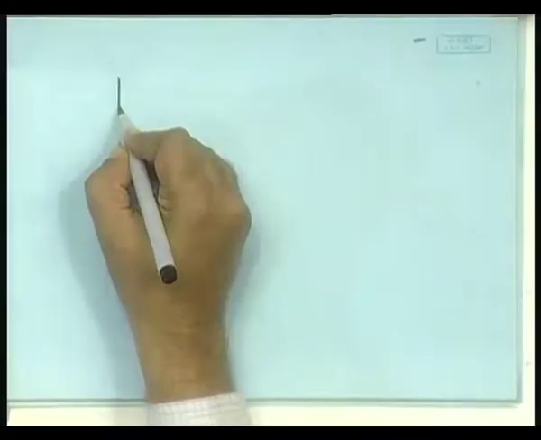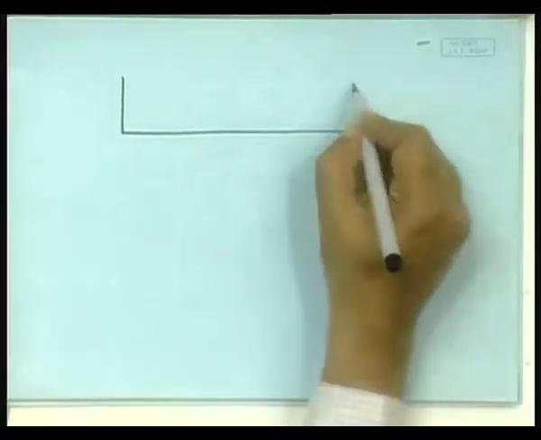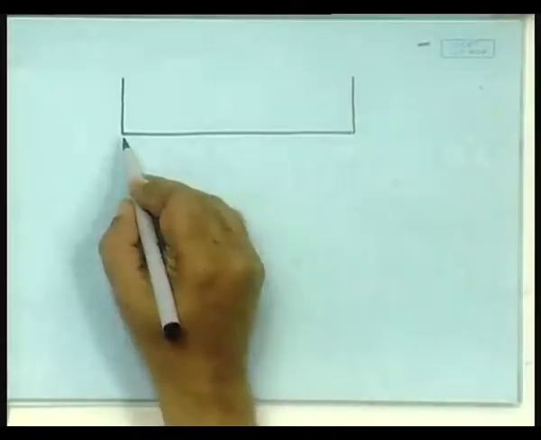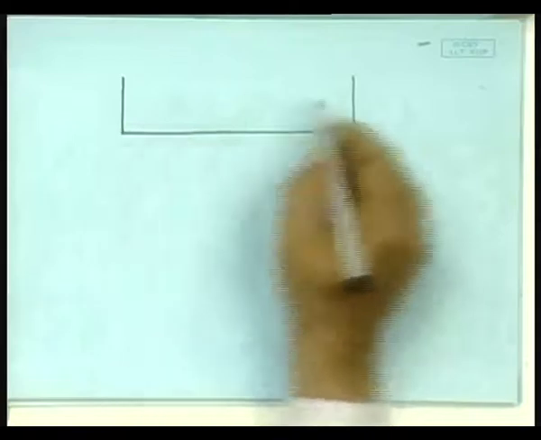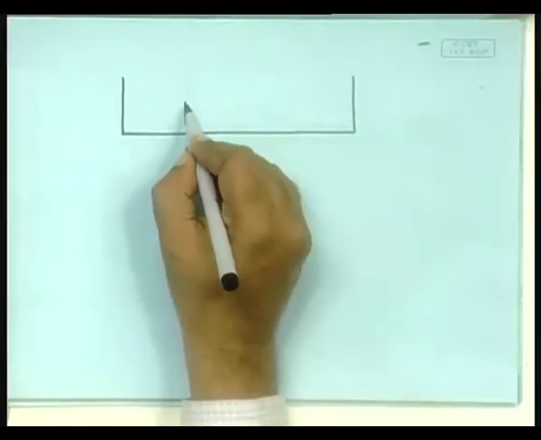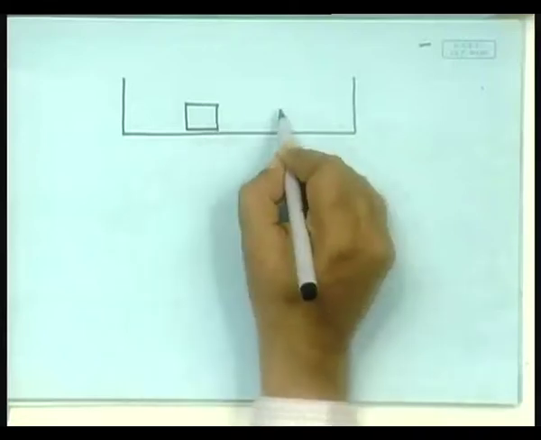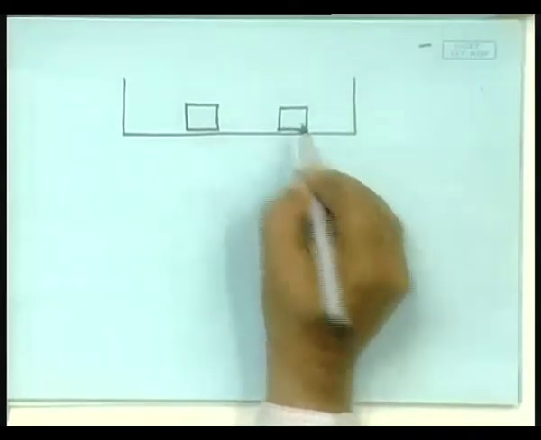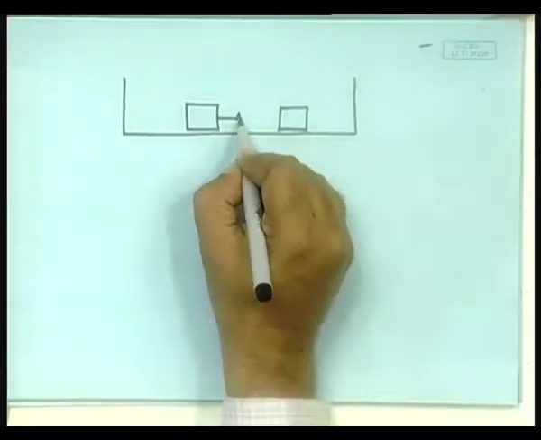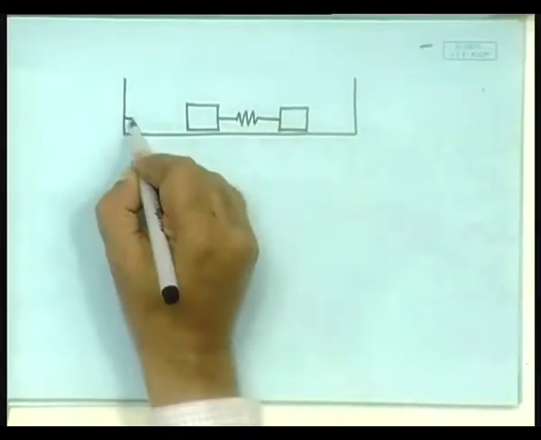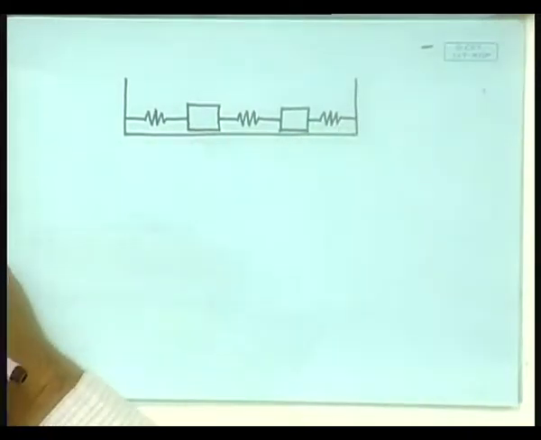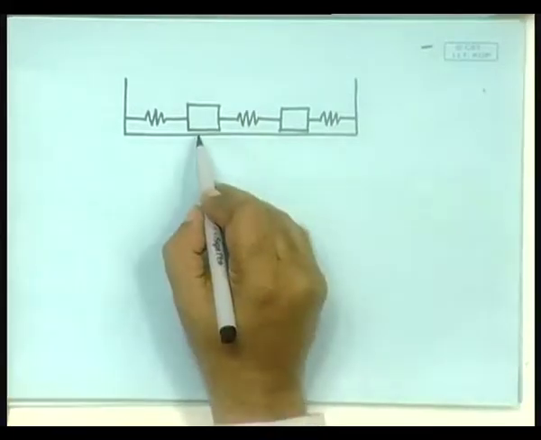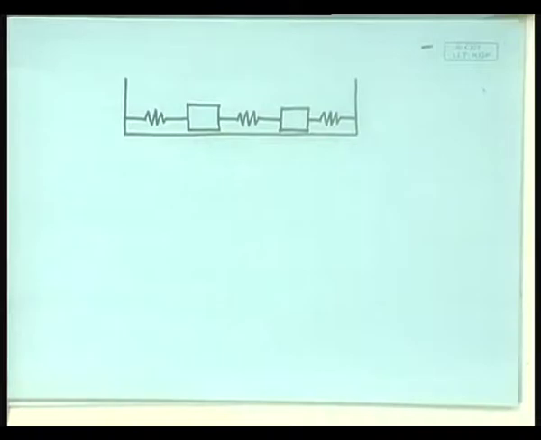Now, let us take as an example a simple 2D system. Here is the constraint, a flat plane with two walls, and there are two masses. They are linked with a spring, and these are also connected to the walls by means of springs. And for the present moment, we consider these as frictionless surfaces.